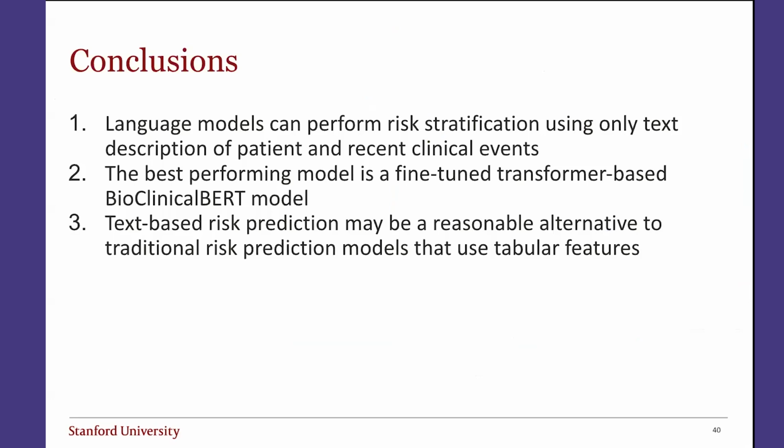So the conclusions from this study are that we found that language models can perform risk stratification using only a text description of the patient and recent clinical events. The best performing model out of all the ones that we tried was a fine-tuned BioClinical BERT model, which is a transformer-based model. And we concluded that using text as input to a model may be a reasonable alternative to traditional risk prediction models that only use tabular features.